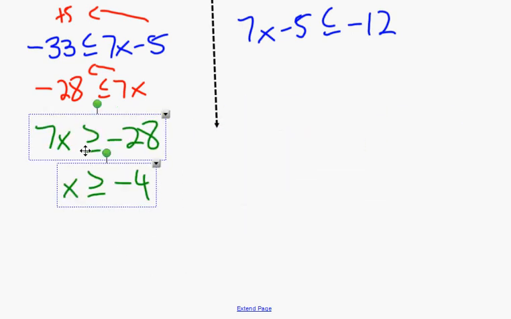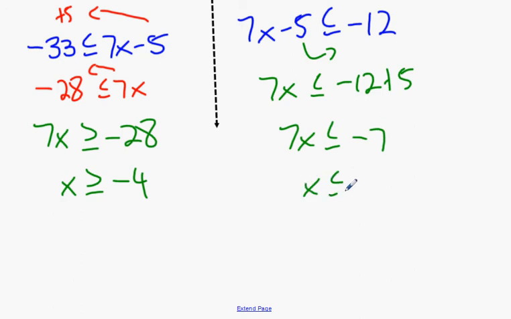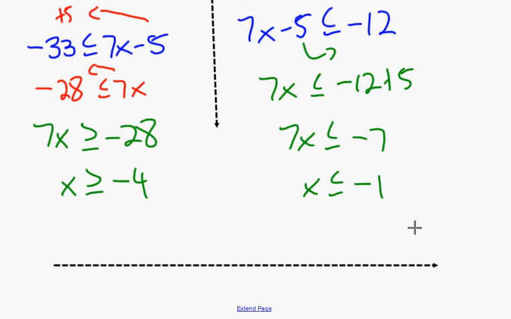Now what about the next side? Next side looks a bit easier, doesn't it? 7x is going to be smaller than or equal to minus 12 plus 5. 7x is smaller than or equal to minus 7. x is smaller than or equal to minus 1. So what does that mean in regards to my number line?